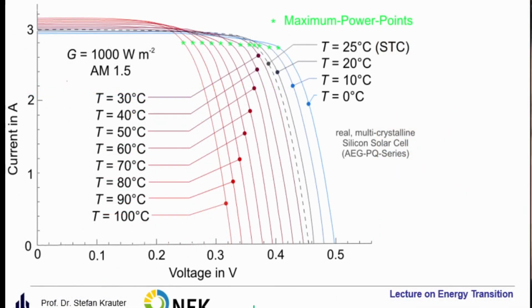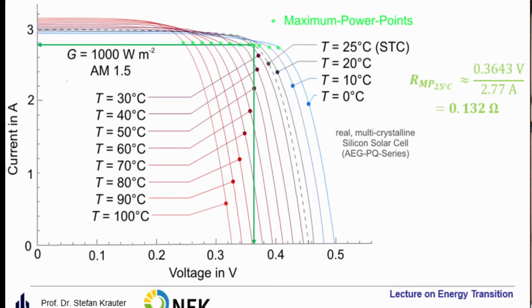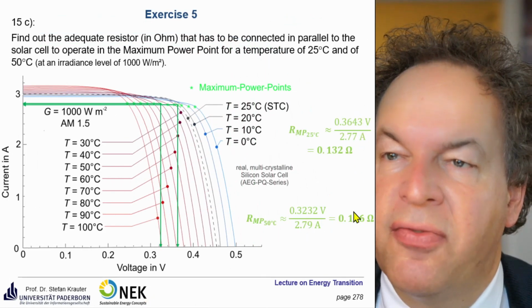Let's take a look first at the 25 degrees operation. So you have this voltage and that current. If you put that in and read the numbers properly, you have for the voltage 0.3643 volts and the current is 2.77 amperes. Let's do the same for 50 degrees Celsius, and you see that the voltage is already significantly reduced. The current is almost the same, a little bit increased, but this impact is very, very small. So if you put in the numbers, you will end up at an ohmic load to reach the maximum power point of 0.116 ohms. So there the difference is relatively small.